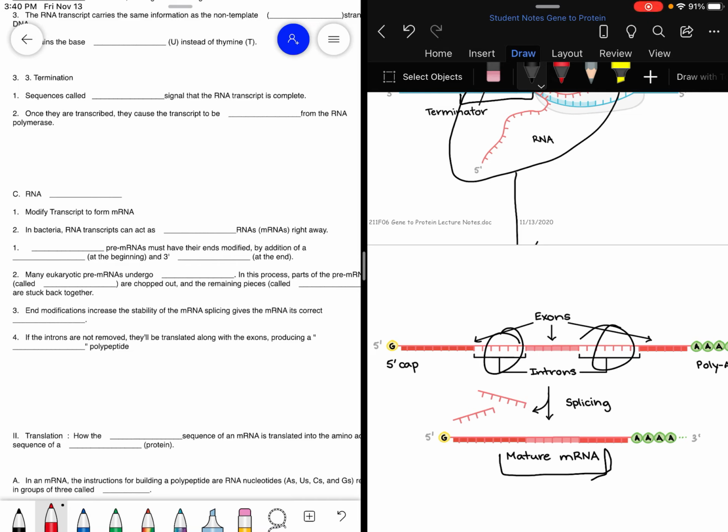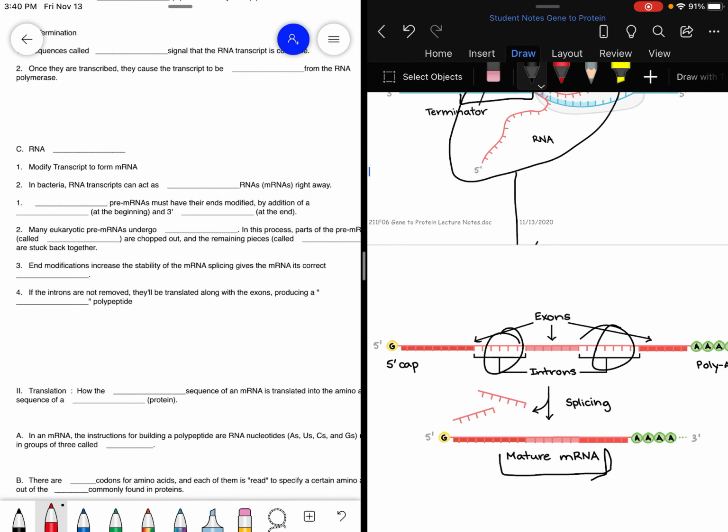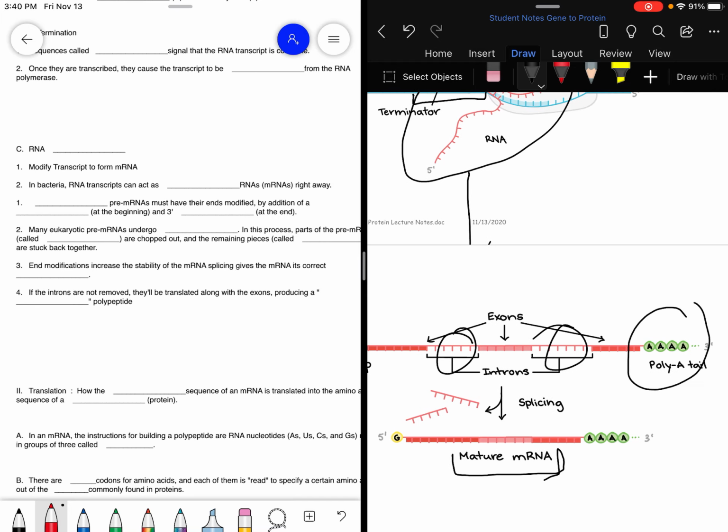Modifications increase the stability of mRNA, and splicing gives mRNA its correct sequence. If the introns are not removed, they'll be translated along with the exons, producing a gibberish polypeptide. So you have to have these introns out. And the other thing that has to happen is you have to put things on there. One of the things that has to happen is you have to have a poly A tail put on the end of it. That's very important. That kind of keeps it stable. And you also have to have a 5' cap put on it.